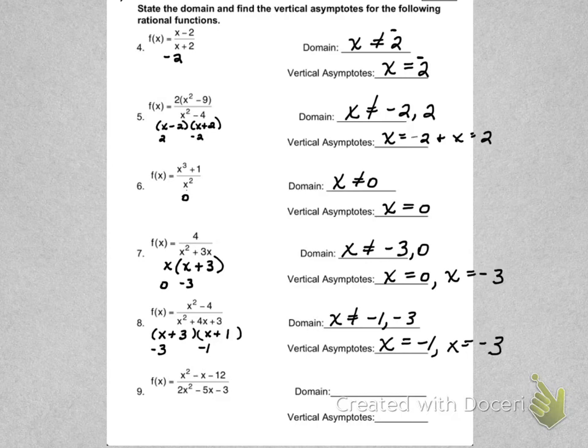Now on this last one, we're going to have to factor by grouping or trial and error. Grouping's better. So we multiply.